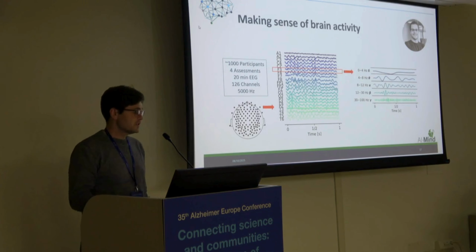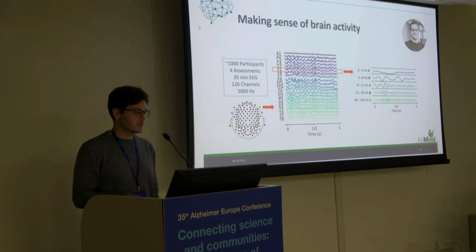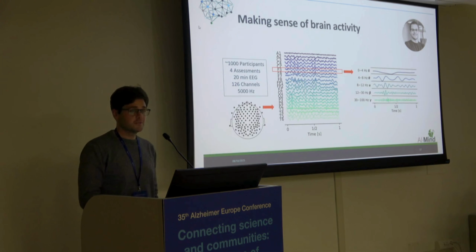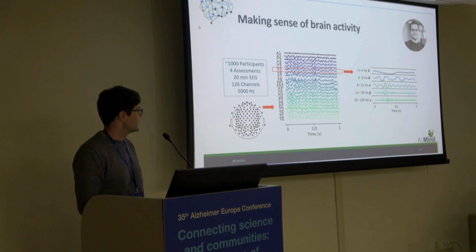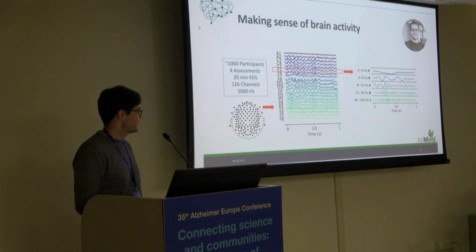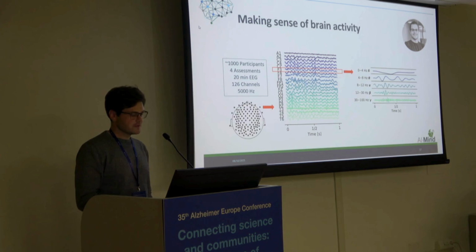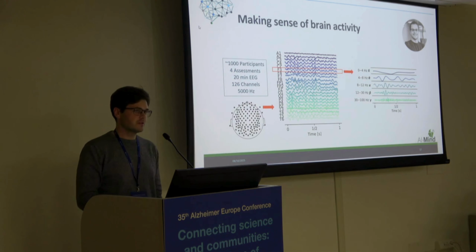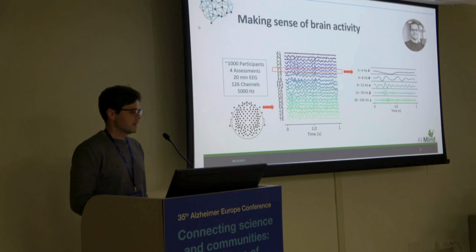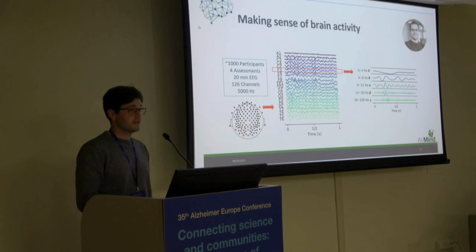To tell you a bit more about the EEG data that we have: as was mentioned before, we have data from roughly 1,000 participants. They all came to the clinics 4 times for 4 assessments, and there were 20 minutes of EEG recorded at every visit. For this, we used a 126 EEG channel configuration, which you can see schematically, the electrode placement on the head, in the bottom left. And the recording sampling frequency was 5,000 Hz.